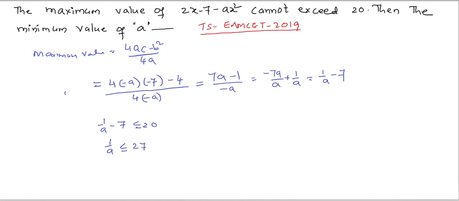Therefore a greater than or equal to 1 by 27, so the minimum value of a is 1 by 27.